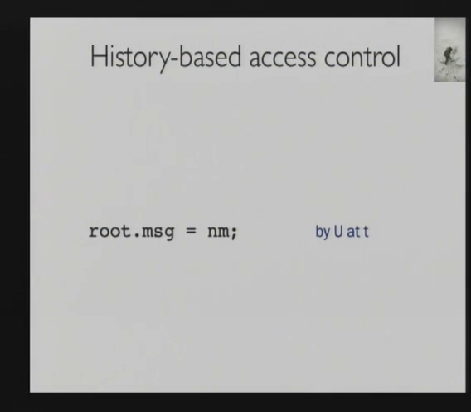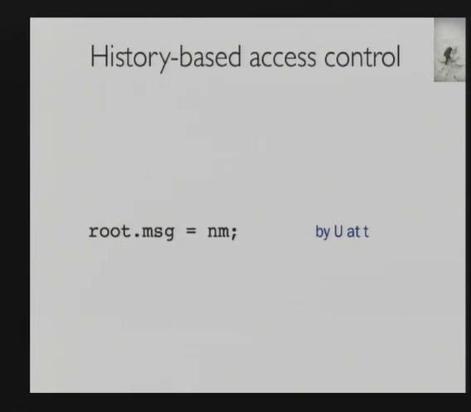The first thing is histories. What is a history? A history is essentially the sequence of operations performed by some computation. Imagine you see the operation root.msg is assigned nm, and let's say this is done by the untrusted code at some time point t. Should we allow that operation to proceed? It's very hard to say. You don't have enough context. You could say, if root is the global object, maybe by fiat I will decree that no writes to the global object are allowed. But that's probably too restrictive.